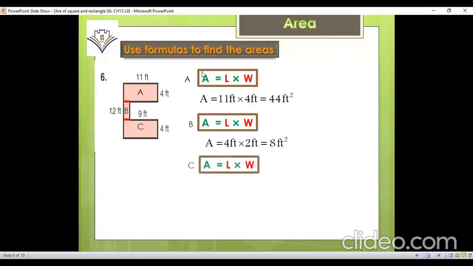Look at the third, it's like the first. A and C both equal the same area. 11 feet multiplied by 4 feet equals 44 square feet. Then we have calculated the area of A, the area of B, and the area of C. To find the total, find the sum: 44 square feet plus 8 square feet plus 44 square feet, then the answer is 96 square feet.